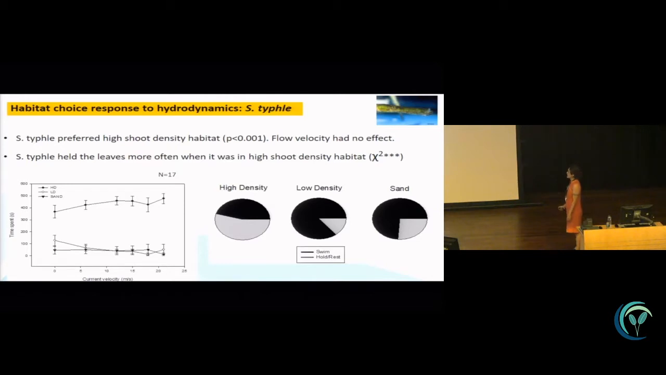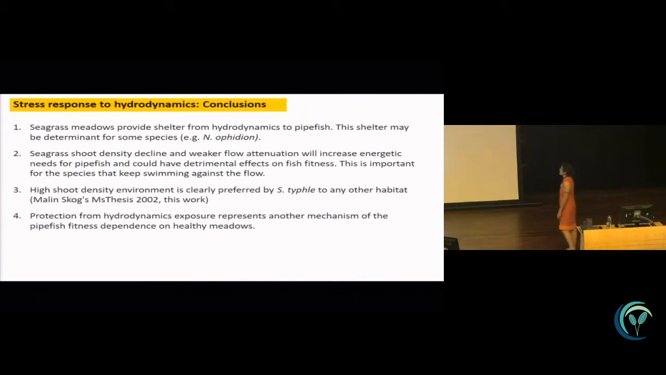What we found is that Syngnathids tifle obviously prefer to be in high density meadows, or in this case, patches, not a meadow, and that they held the leaves more often when they were in the high density patch. So as conclusions, we can say that seagrass meadows provide shelter from hydrodynamics to pipefish, and this shelter may be the determinant for some species, such as Nerophis ophidium. It means that after some flow velocities, they will be dragged from the meadow.